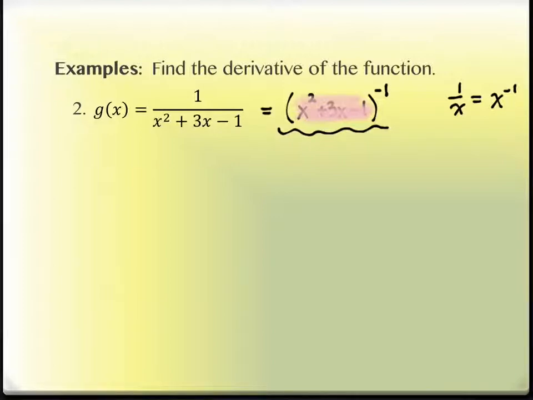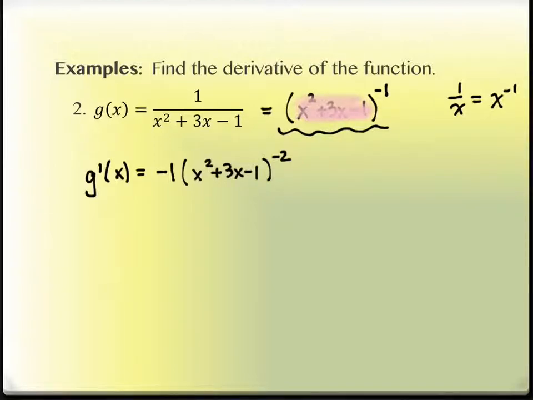So on this one, this is g prime of x. The outside piece, the power negative 1, what will I do with that piece? Pull the negative 1 down in front, and then I will make it a power of what? Negative 2, right? Decrease it by 1. The pink part inside is still the same, so I just rewrite it. x squared plus 3x minus 1.